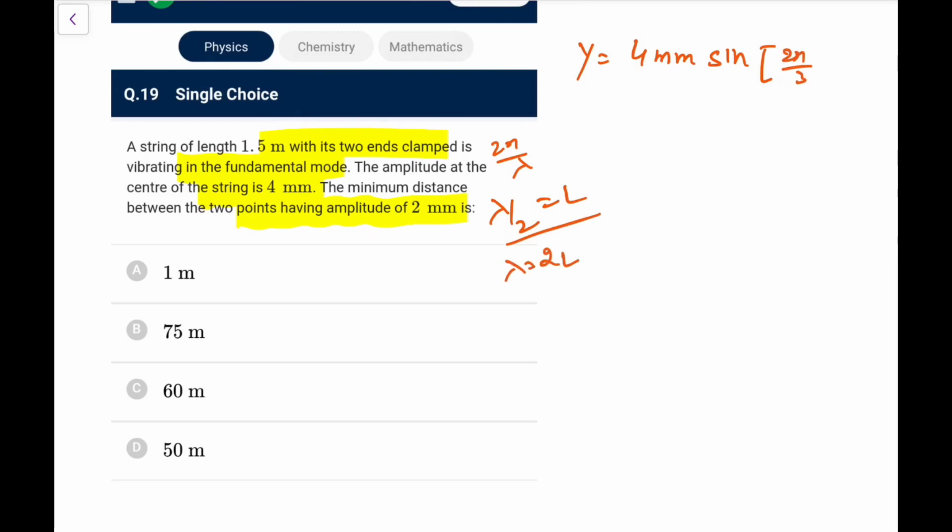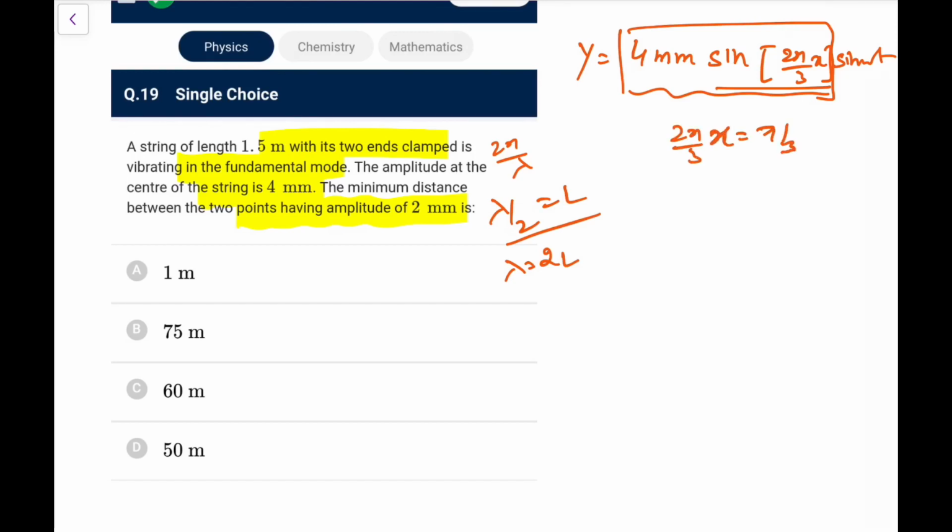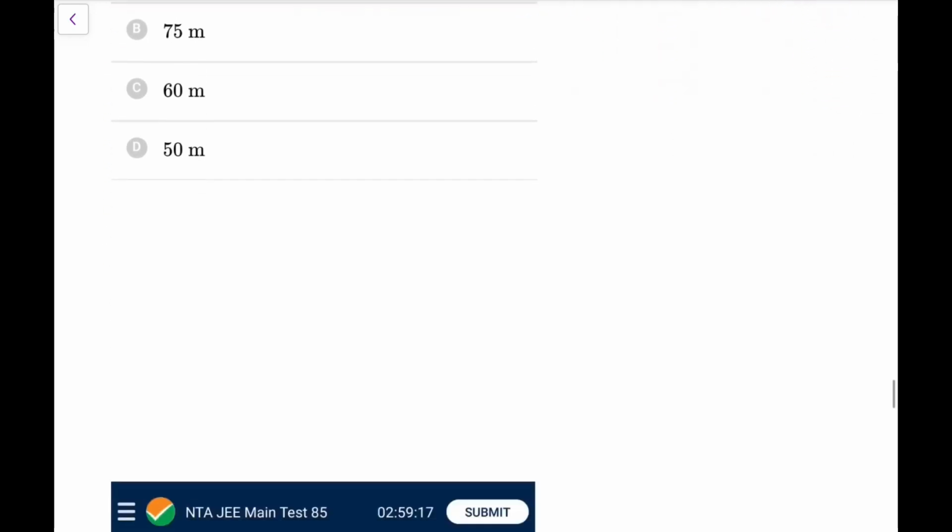So 2 pi by 3 into x, that would be the expression for amplitude, into whatever we have, sin or cos omega t, that doesn't matter. So this is the amplitude. For the two points having amplitude of 2 mm, this value should be equal to half. So 2 pi by 3 into x is either pi by 6 or 5 pi by 6. So I can take the difference, 2 pi by 3 into delta x would be equal to 2 pi by 3. So delta x is 1 meter, that you can get directly from here. So option A is going to be the answer.